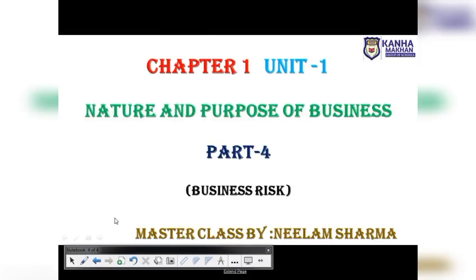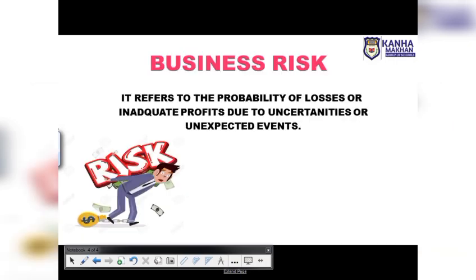We will cover the topic, as I told you earlier, business risk. This is the last topic. In this we will cover what risk actually is and how it affects the business. So, starting with the meaning of business risk.